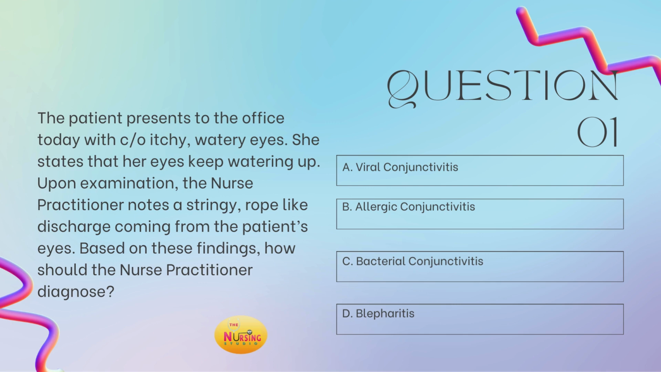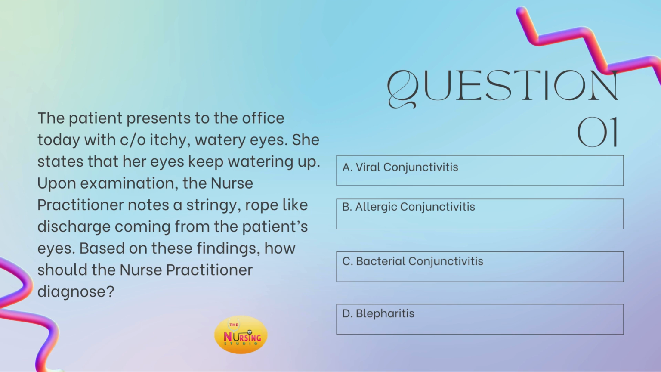So here it states the patient came into the office complaining of itchy, watery eyes. So we're starting to think of potential diagnoses and causes of itchy and watery eyes, right? As they're telling you all of the things, picture this person in front of you. It also states that she says her eyes continue to water up. The nurse practitioner notes stringy rope-like discharge coming from the patient's eyes. And I always talk about those key identifiers. If it's a classic key identifier, make sure you know it. When I say this, you say that.